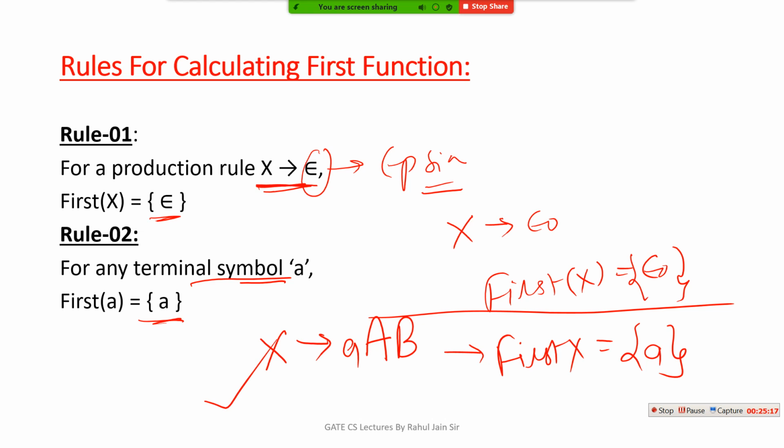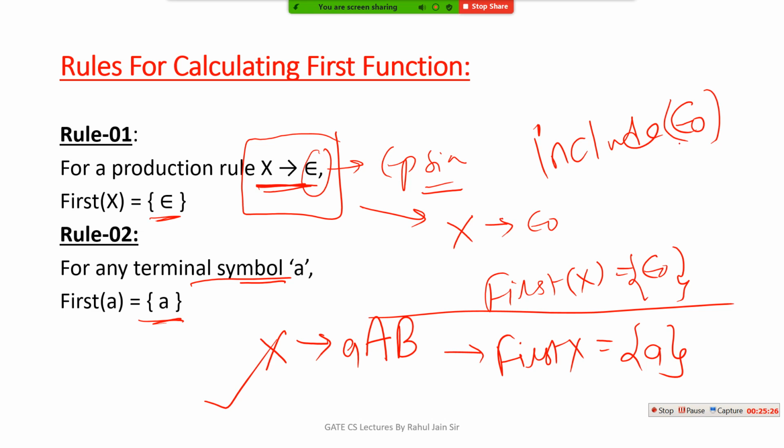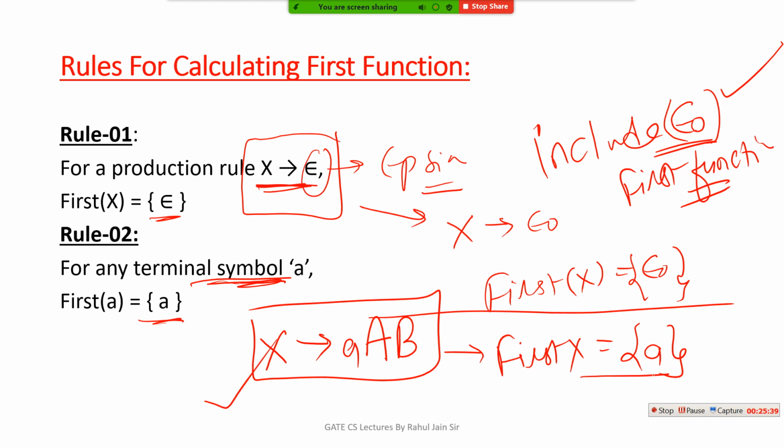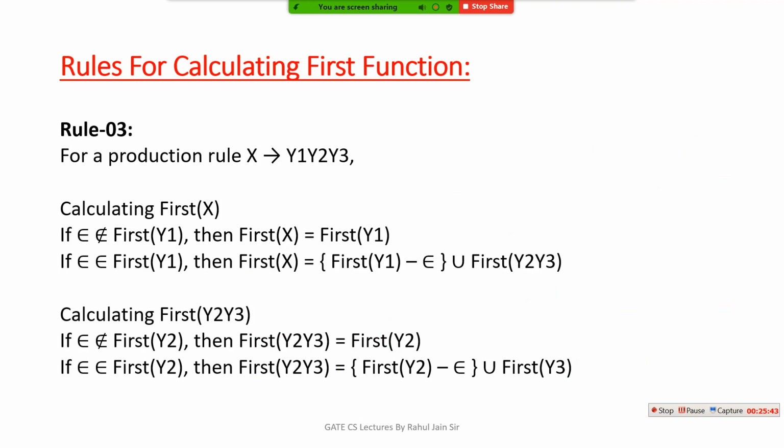This is rule number one, that if epsilon is there, you need to include epsilon in the first function. And for any terminal symbol a, like X derives a b, first of X would be a, that is the first terminal symbol. Rule number 3, for a production rule like X derives Y1 Y2 Y3.